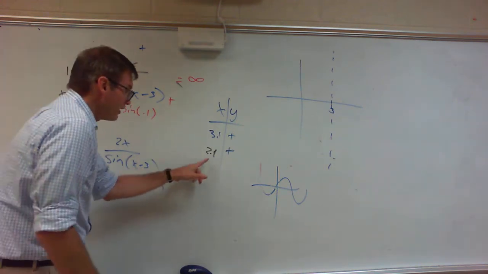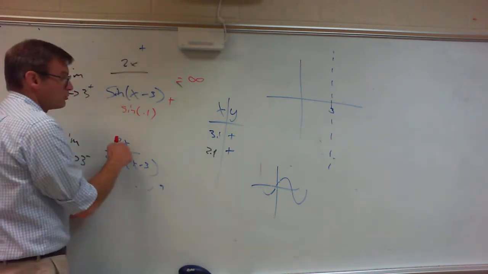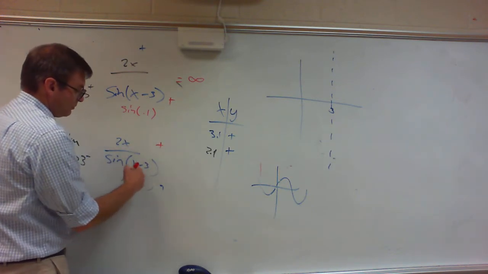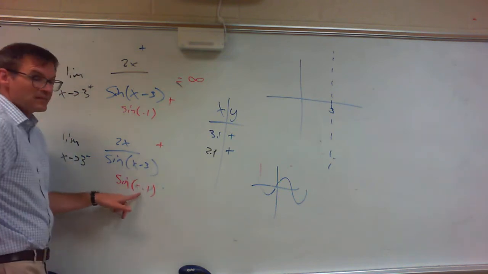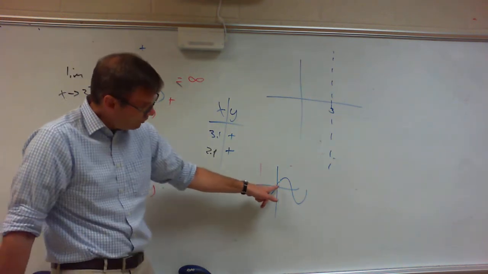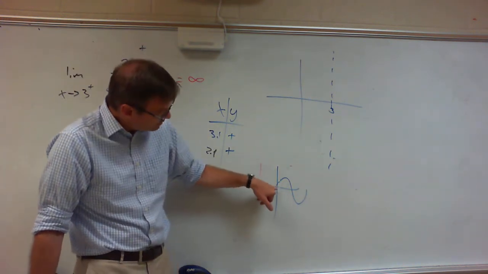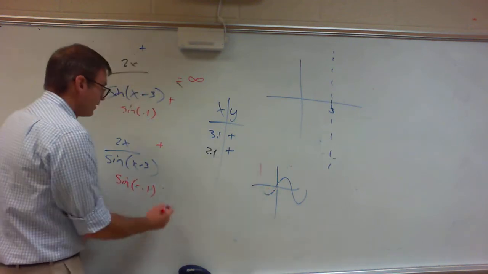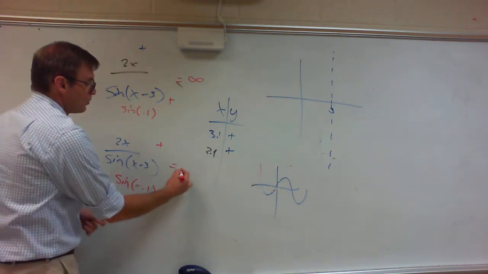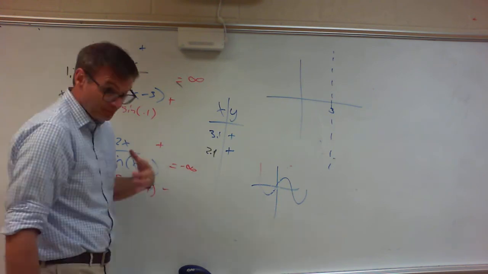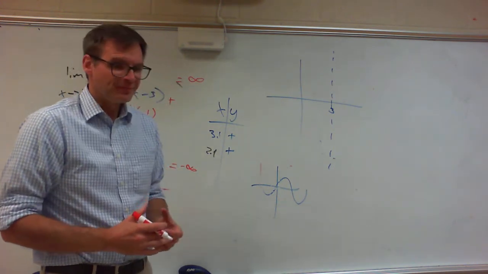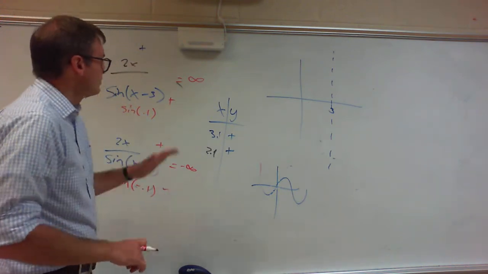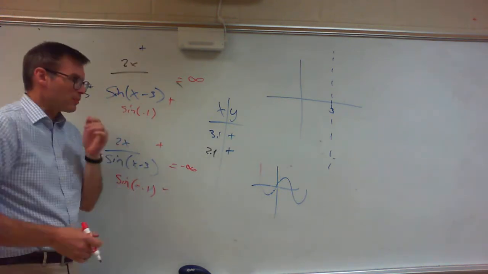On the other side, if I do 2.9, well, 2 times 2.9 is positive, and then the bottom is going to be sine of negative 0.1. Sine of negative 0.1, well, now we're just to the left of the origin. That's going to be a negative value. So I have positive over negative, so this whole thing's going to equal negative infinity. And so that gets a little tricky. So when you have sine, this can happen.